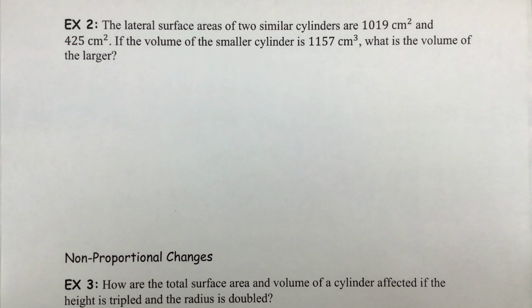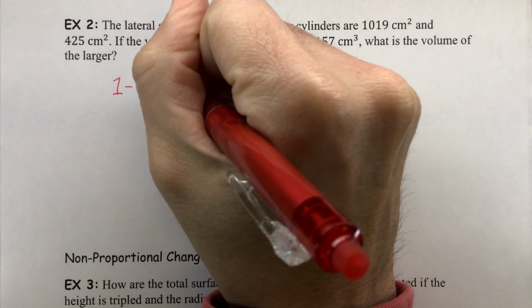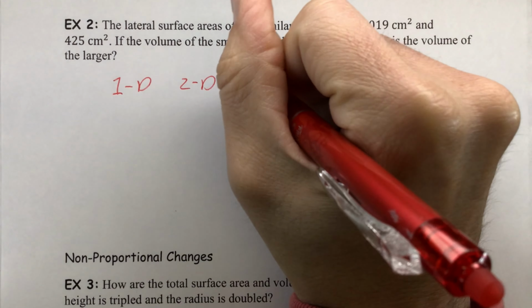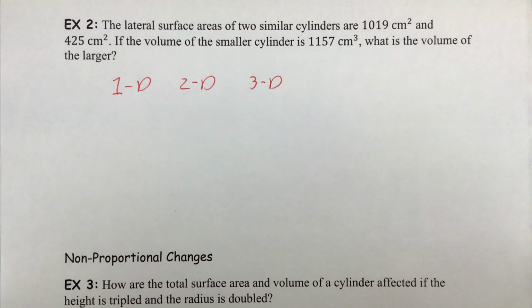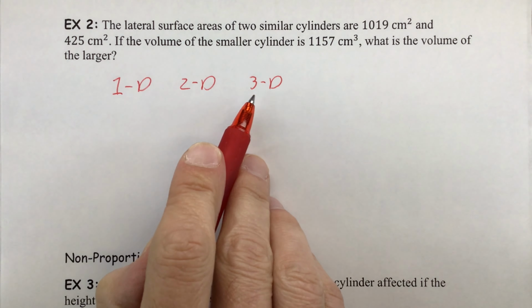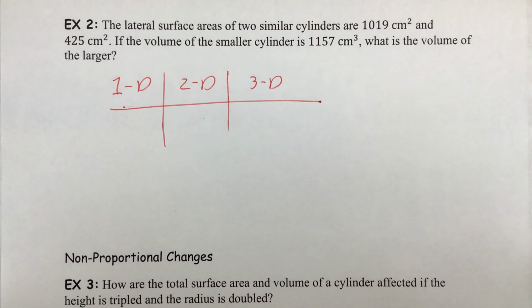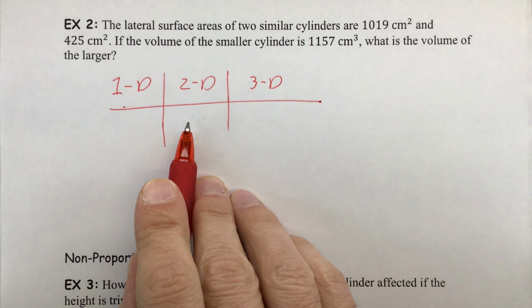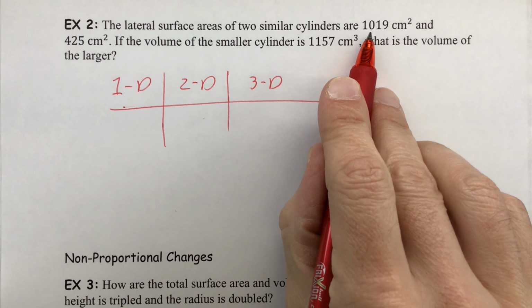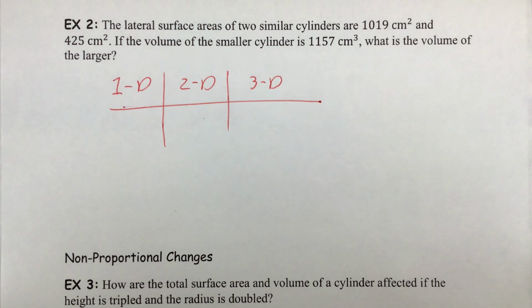Okay, so I'm going to draw a little table here just to organize my thoughts. We've got 3 different scale factors we can think about. We have a 1-dimensional scale factor, we have a 2-dimensional scale factor, and a 3-dimensional scale factor. So that would just be like length, this would be area, that would be volume. And we can actually figure out the 2D scale factor by simply dividing 1,019 by 425. Okay, so let's take a look at that.